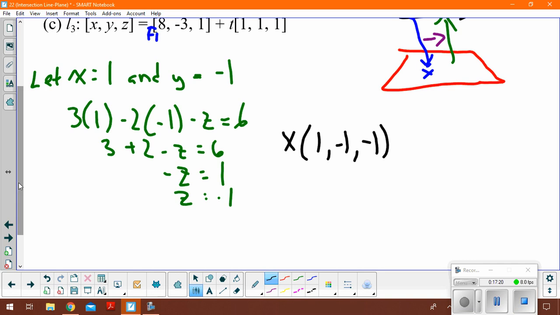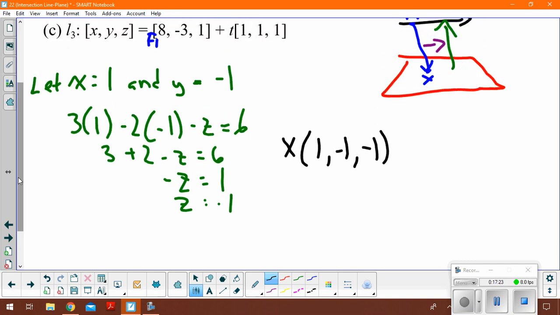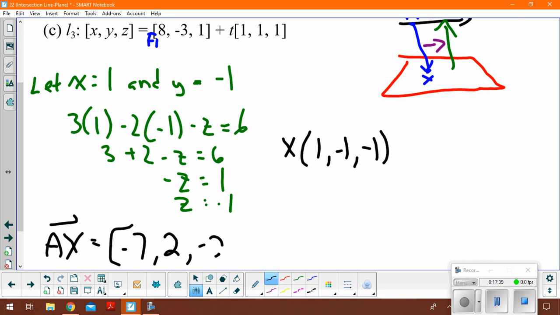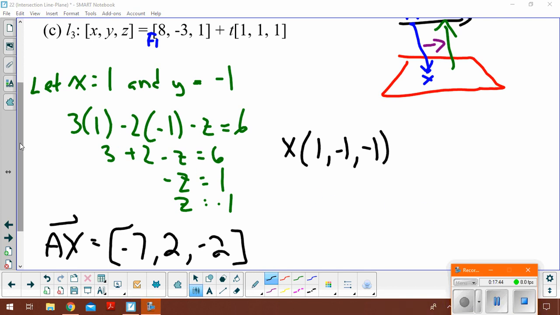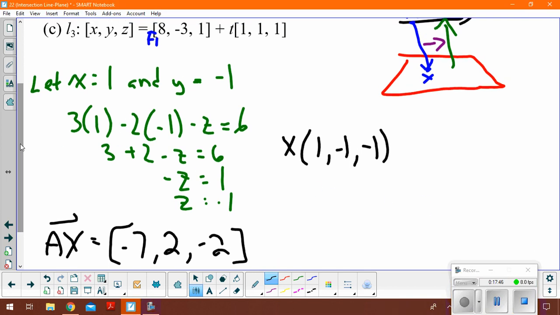So I'm going to create now my vector A to X. So AX equals, let's see, 1 minus 8 is -7, -1 minus -3 is +2, and -1 minus 1 is -2. All right, now I'm going to project this onto my normal vector. Just so I have it written down here, my normal vector is those coefficients from the plane. So I have 3, -2, -1.